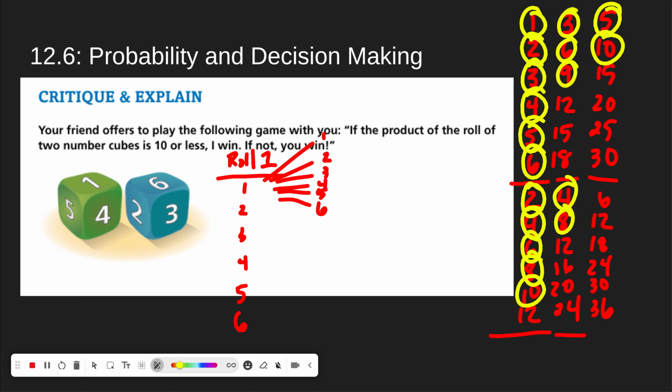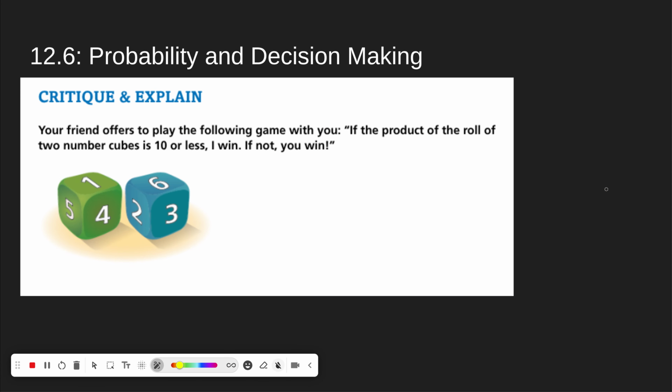I think that's all of them, right? Did I miss any that are 10 or less? Now I've got to count them. 6 plus 5. 11 plus 3 is 14. 16. 18. 19 winners. So it's almost a fair game. It would be a fun game. You still would have a decent chance of winning on either side. But no, it's not a completely fair game. Okay?